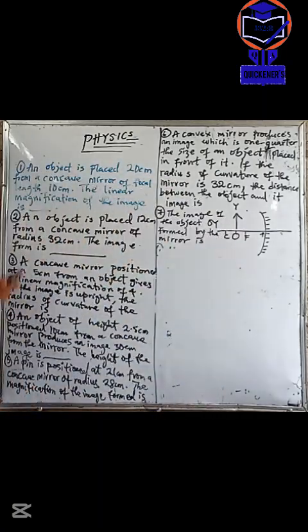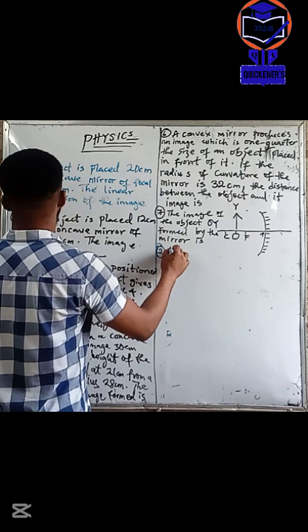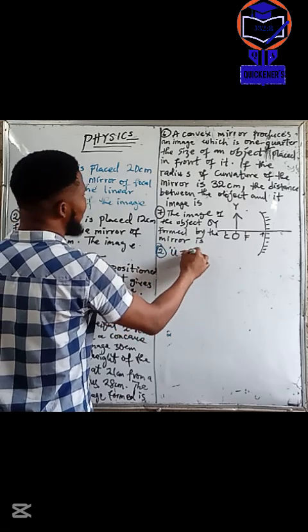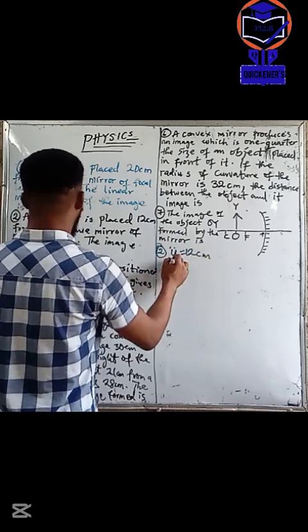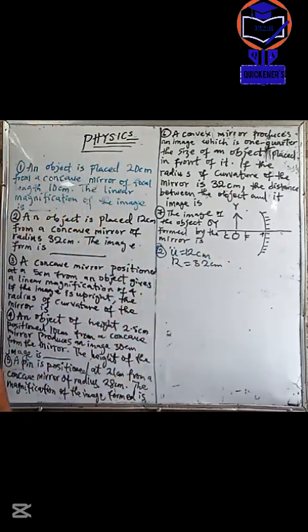Number 2 question: an object is placed 10 centimeters from a concave mirror of radius 32 centimeters. What kind of image will it form?